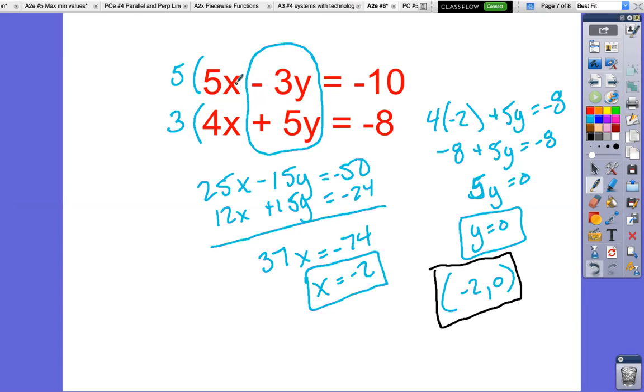If I plug negative 2 in for x in the top, 5 times negative 2 is negative 10. I plug 0 in for the y, I get negative 10 plus 0 equals negative 10. It works for the top. Try the bottom. X is negative 2. 4 times negative 2 is negative 8 plus 0 equals negative 8, and it worked. So you can check your solution by plugging that into all of your equations. Does anybody have any questions?